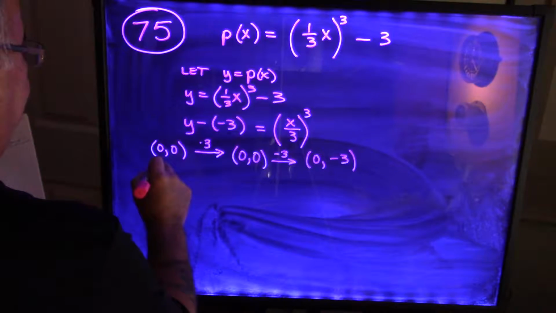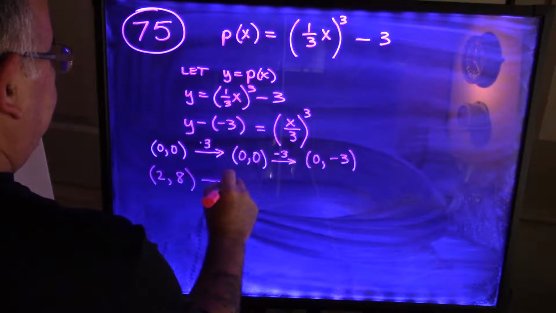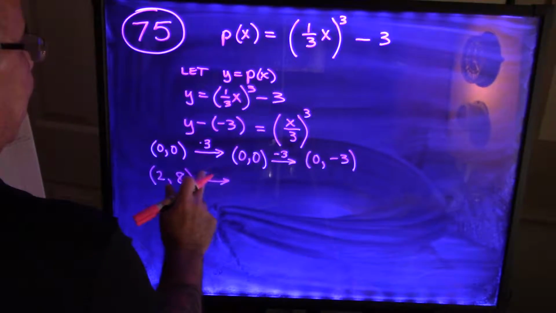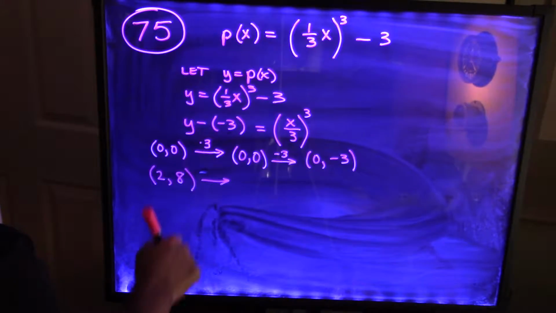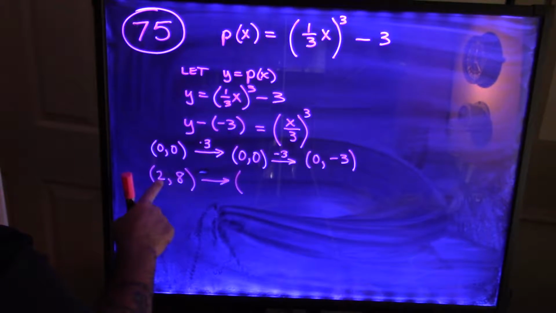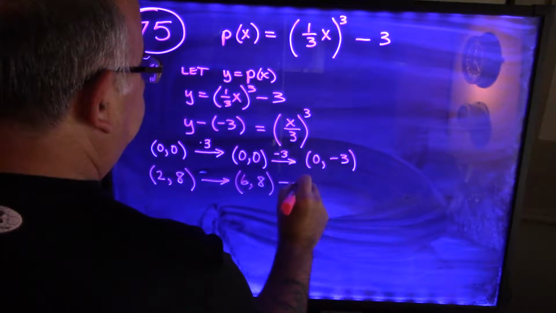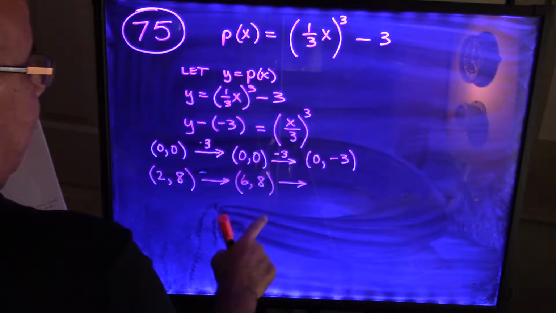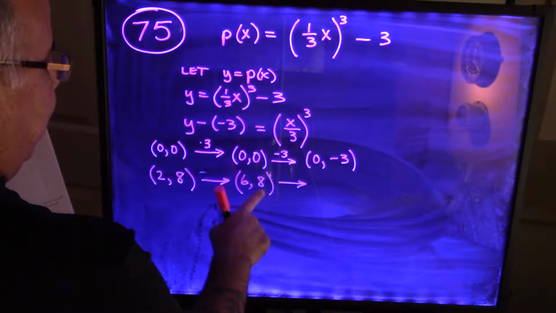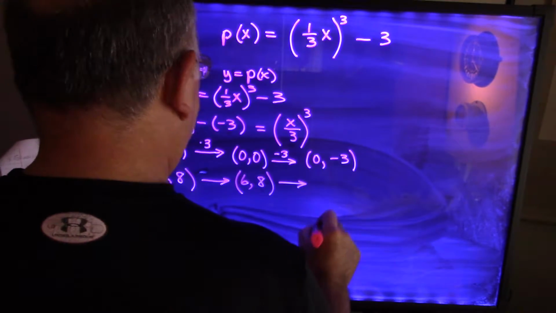How about 2, 8? 2, 8 is on y equals x cubed. Again, multiply the x coordinate by 3. I don't need to redraw that. It's the same as what I've got here. So the x coordinate this time is multiplied by 3, so 3 times 2 is 6. So you get 6, 8. And now you're going to take this negative 3 and add it to the y coordinate here. So 8 minus 3 is 5. So you get 6, 5.